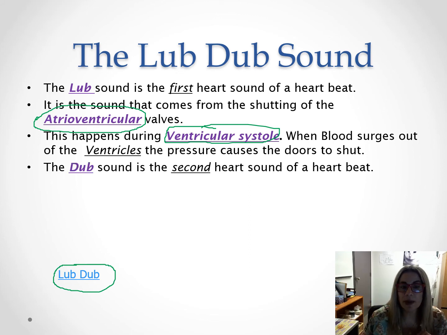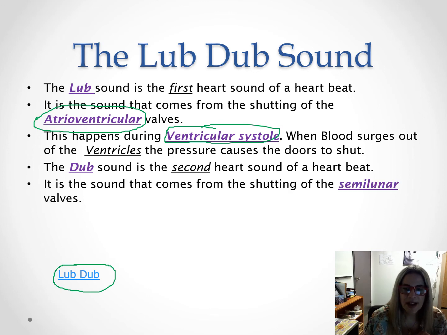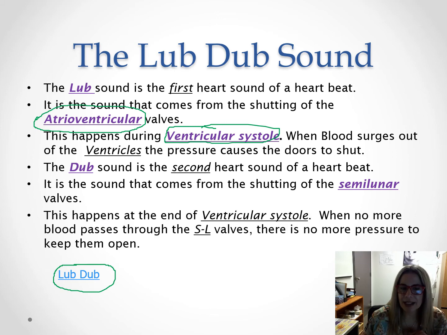So I'm sure you can probably predict where the dub sound comes from. The dub sound comes from the closing of those semilunar valves. So remember, we have that aortic valve and that pulmonary semilunar valve. And so when those ones close, that's what's making that second sound, that dub sound. So this happens at the end of ventricular systole, when we don't have any more blood passing through the semilunar valves and there isn't any more pressure to keep them open. Okay, so watch that video. It's a really good representation, visual and auditory, of the heart sounds.